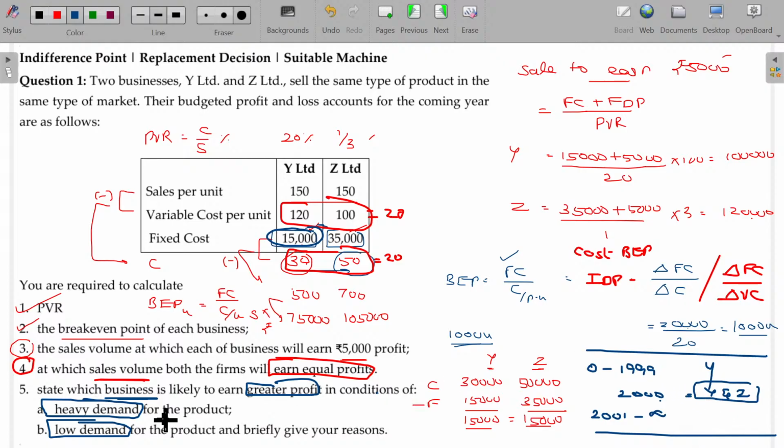So when the demand is low, low fixed cost with high variable cost is suitable. In case of heavy demand, high fixed cost with low variable cost will be the suitable one. So here fixed cost is high, variable cost is very, very less. So this one will be suitable for Z. Okay, I'll give that one here.